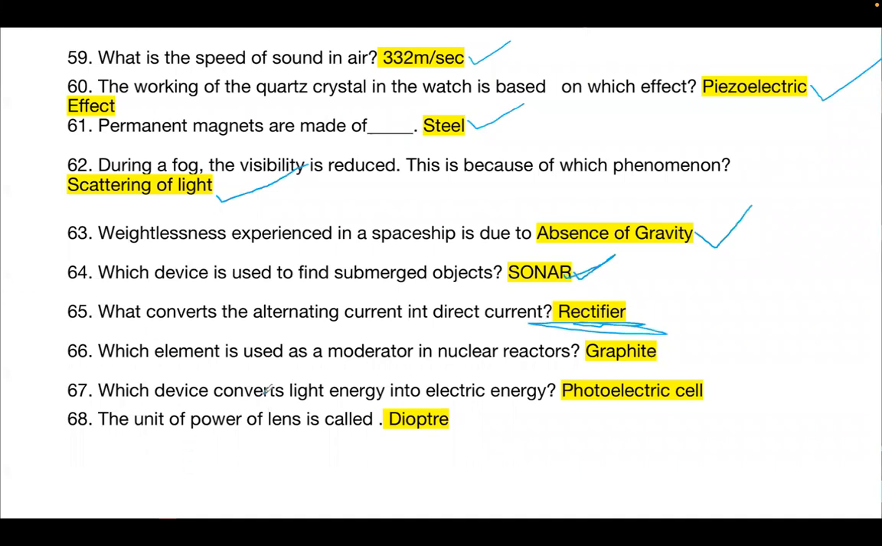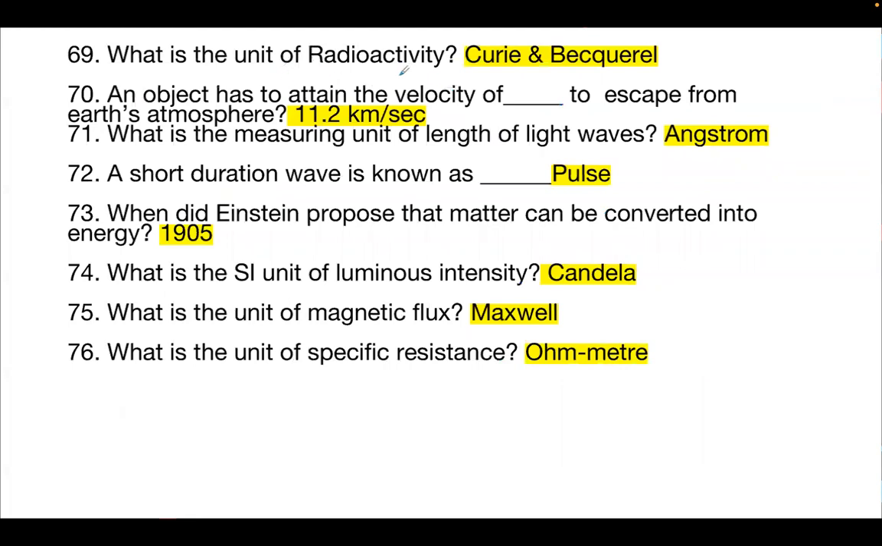Okay. Which element is used as a moderator in nuclear reactors? So graphite is used as moderator in nuclear reactors. And which device converts light energy into electric energy? So it is photoelectric cell. And the unit of power of lens is called diopter. What is the unit of radioactivity? It is Curie and Becquerel. An object has to attain velocity of dash to escape from Earth's atmosphere. So velocity of an object to escape from Earth's atmosphere is 11.2 kilometers per second.